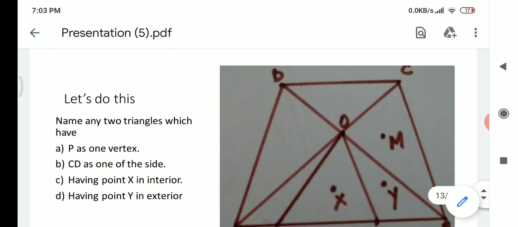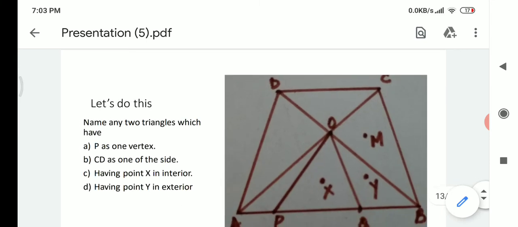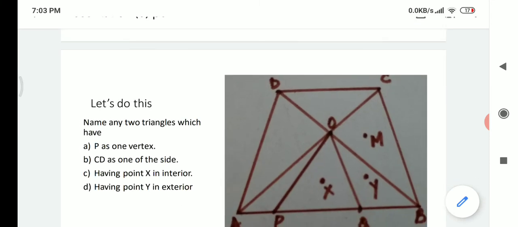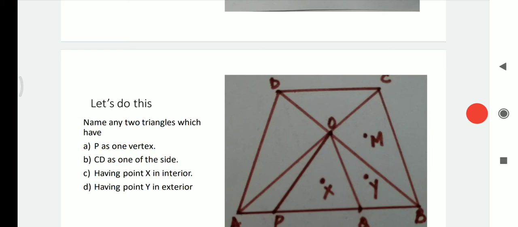Let's see. Okay. CDA. Right? Look at this. CDA. Is it forming a triangle? Yes. This is one more triangle. Okay. I have seen a third triangle. CDB. Look carefully. CDB is also forming a triangle. Right? I have to write only two.